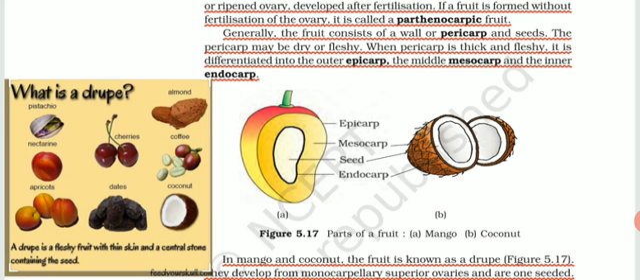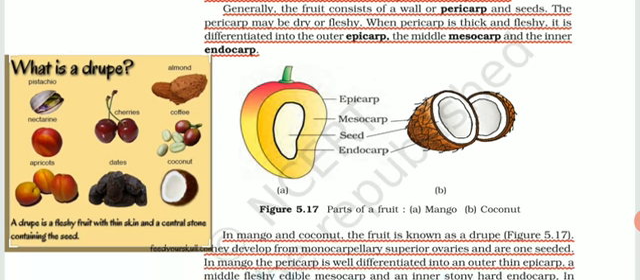So we like to have mango, this season is of mangoes. It consists of three layers. The outer one that we mostly remove, that we do not eat, is known as epicarp. Then the fleshy portion that we like to eat, from which you make the puree of the mango, is known as mesocarp, the edible part. Third, the seed is present. The covering of the seed is known as endocarp. In case of coconut also you can see.